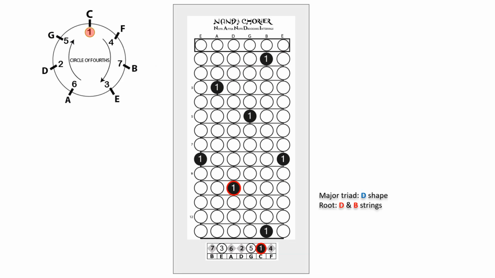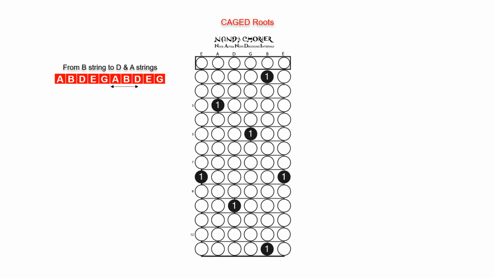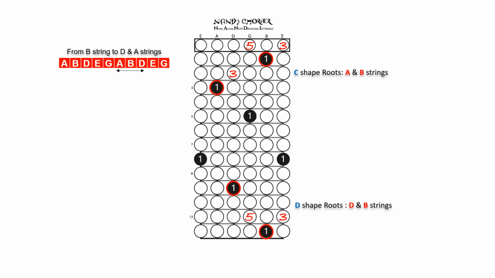Here's a C major triad, in the D shape. The E and D shapes share the D string root. When starting with the B string root, D, a minor 3rd above B, places the root 3 frets below, on the D string, while A, a major 2nd below B, places it 2 frets higher, on the A string. Here are the D and C shapes, sharing the B string root.